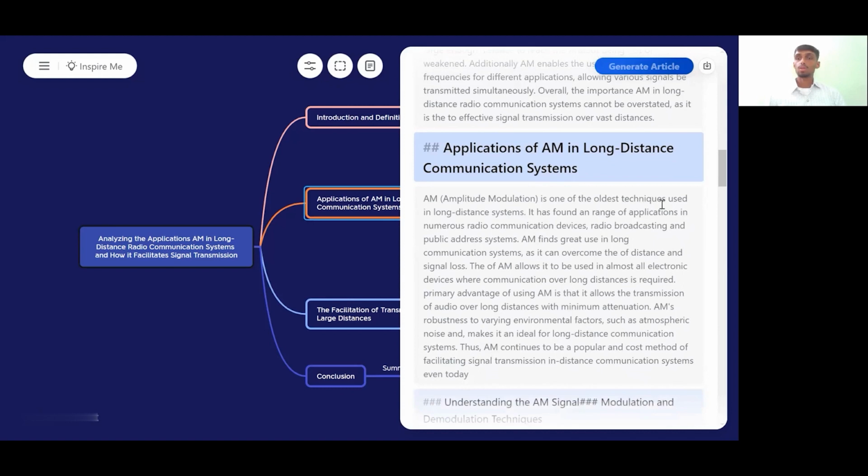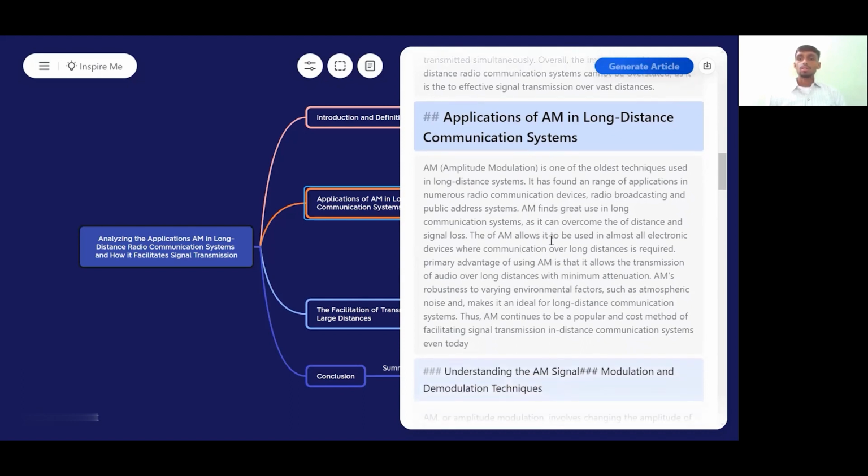AM is one of the oldest techniques and is used in long distance systems. It has found a range of applications in numerous radio communication devices, radio broadcasting, and public address systems. AM finds great use in long distance communication systems as it can overcome distance and signal loss. AM can be used in almost any electronic device where communication over long distances is required.